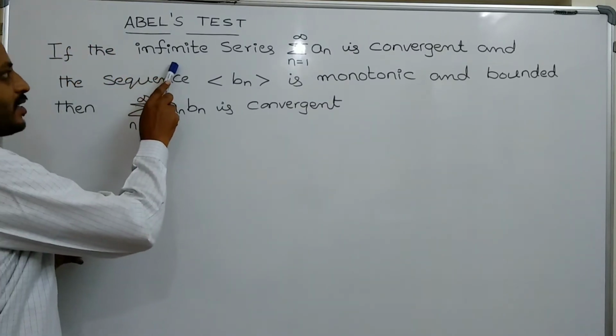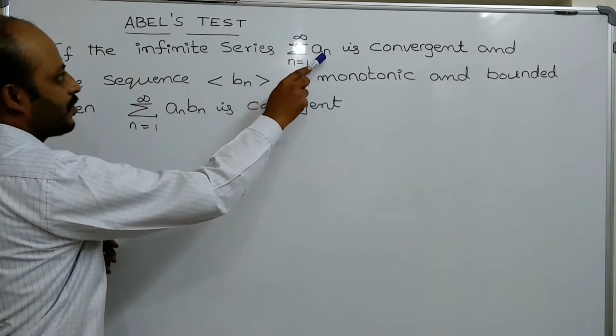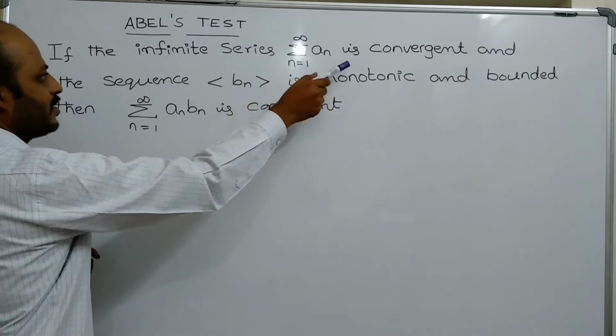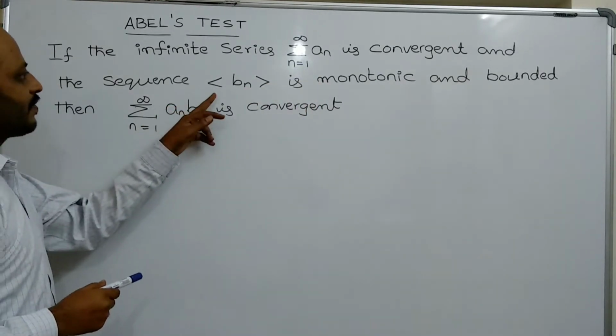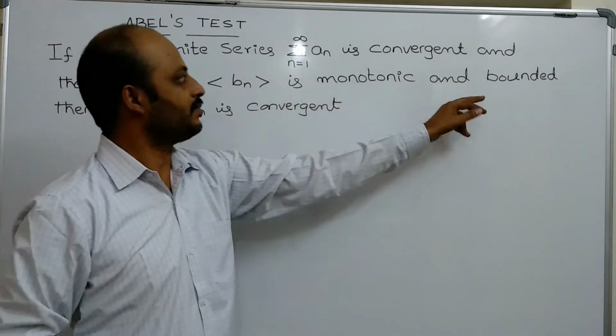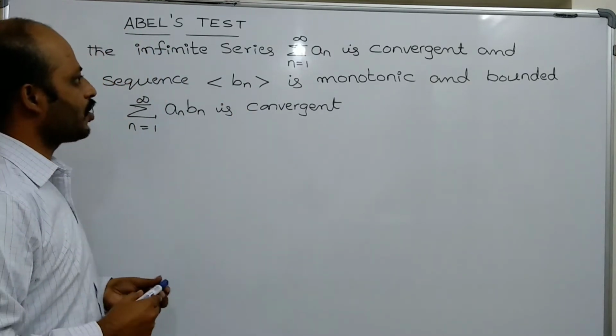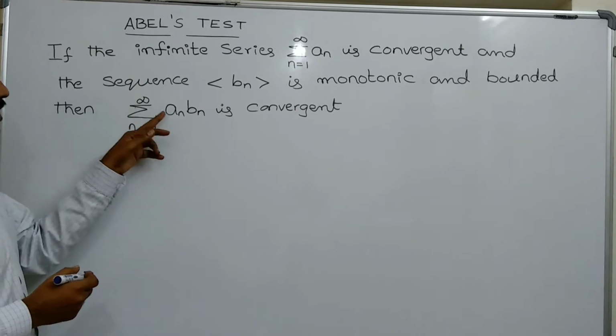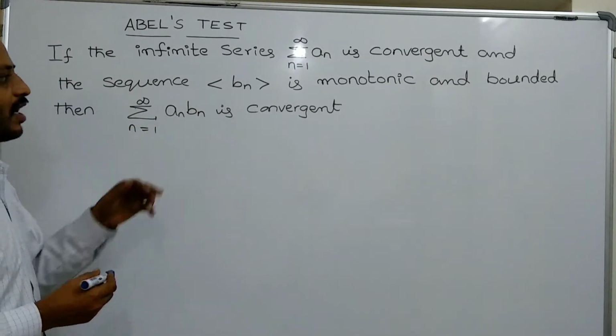If the infinite series summation n equals 1 to infinity an is convergent, and the sequence bn is monotonic and bounded, then summation n equals 1 to infinity an bn is convergent.